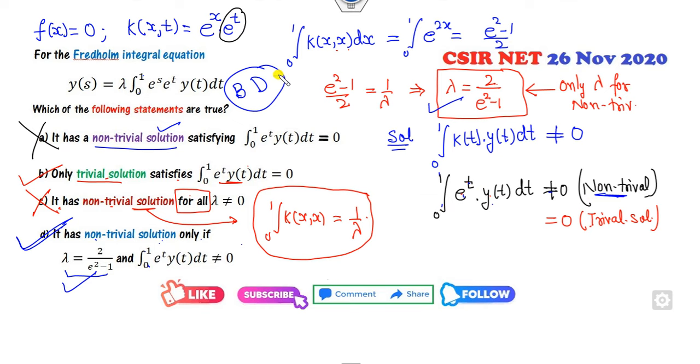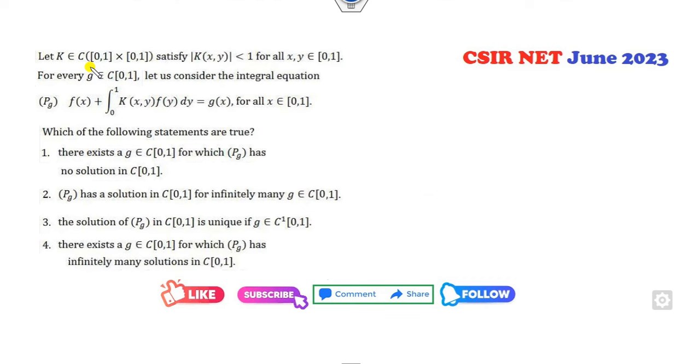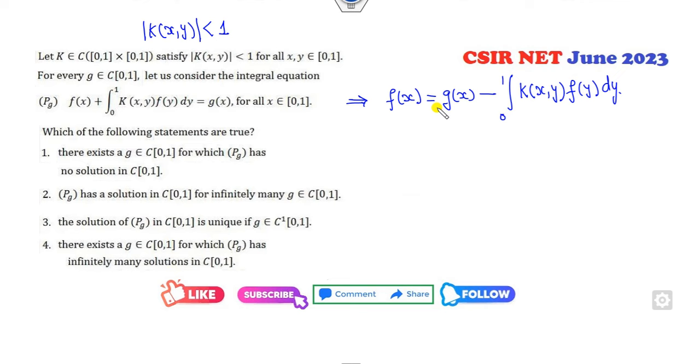Okay, let k be the kernel satisfying that K(x, y) should be less than 1, in an integral equation. So firstly, write it in the standard form. This is g of x minus the integral of K(x, y) f(y) dy. So what is given to you? Lambda is minus 1. Then always start from here, the integral of K(x, x) dx. Later on I will study about this statement.